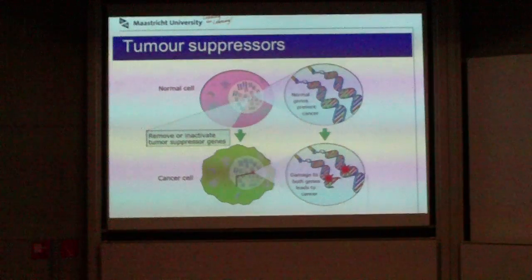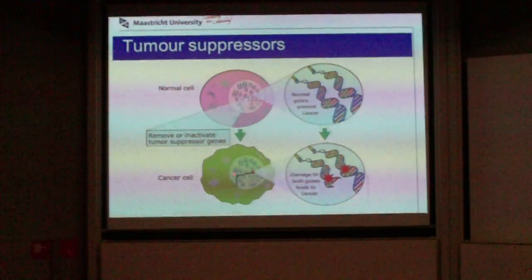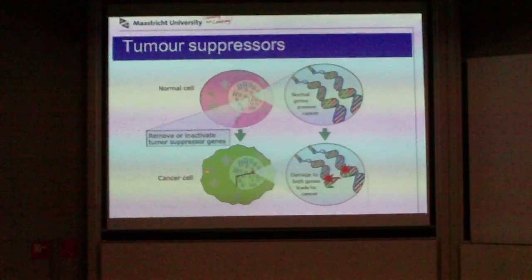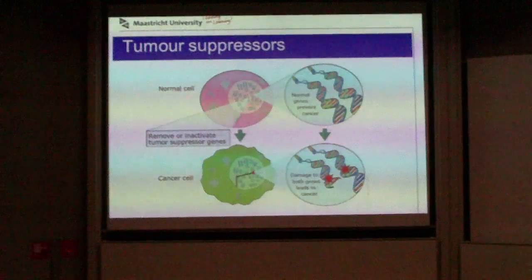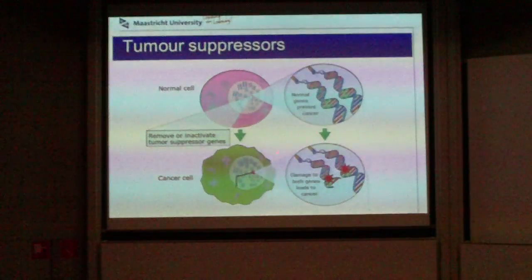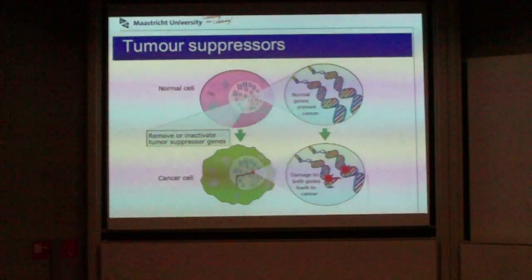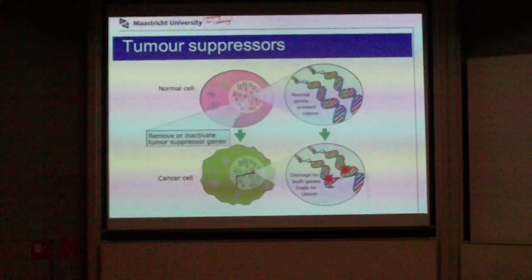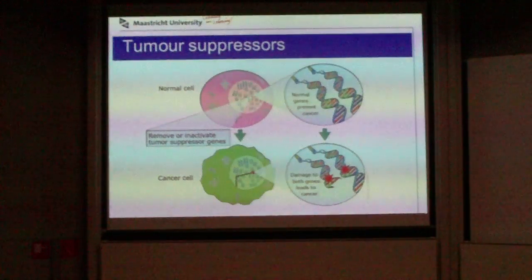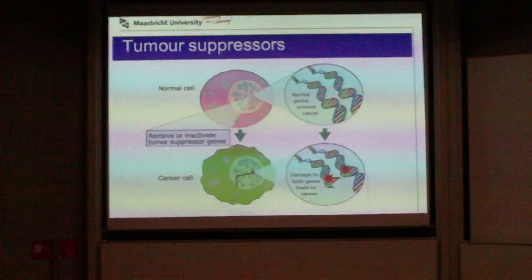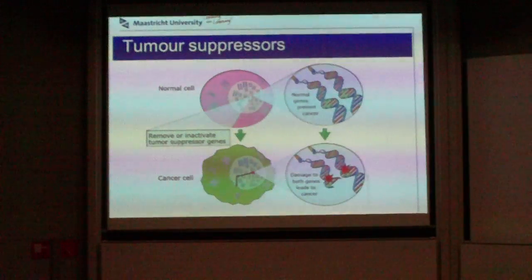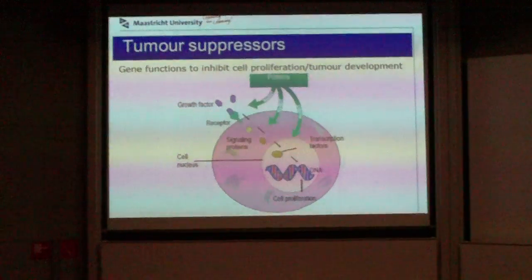Now, a look at the tumor suppressor genes. If you have a normal cell, these genes prevent cancer development, but if you inactivate, or remove, these genes, then you get a cell that is damaged. But you have two copies of this gene, so if you still have one gene functioning correctly, then you can still have this suppressive effect. So here you need both of the genes to be damaged in order to have the effect of the tumor suppressor gene being inhibited.